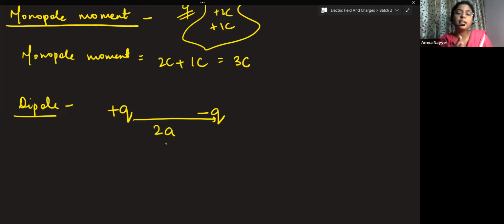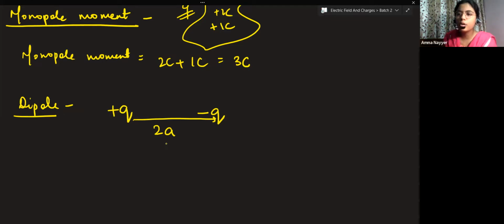2a doesn't mean that we have to take the double of the charges. 2a simply means the separation between the two charges. If it is given to you as 5 centimeter, then 2a for you becomes 5 centimeter. You have to have a positive charge and a negative charge, plus q and minus q, both with the same magnitude. Same magnitude, opposite signs makes a dipole.